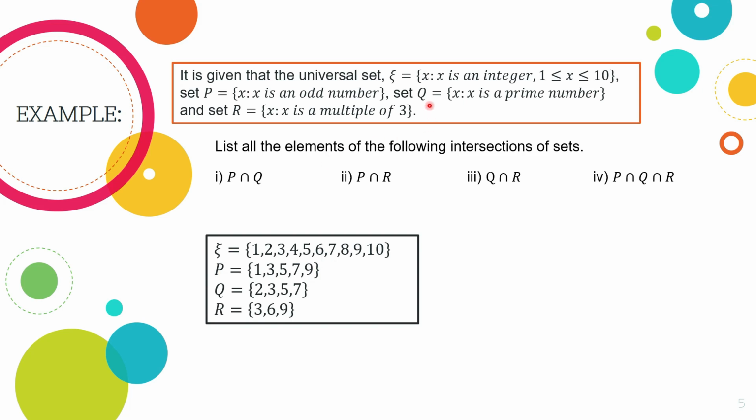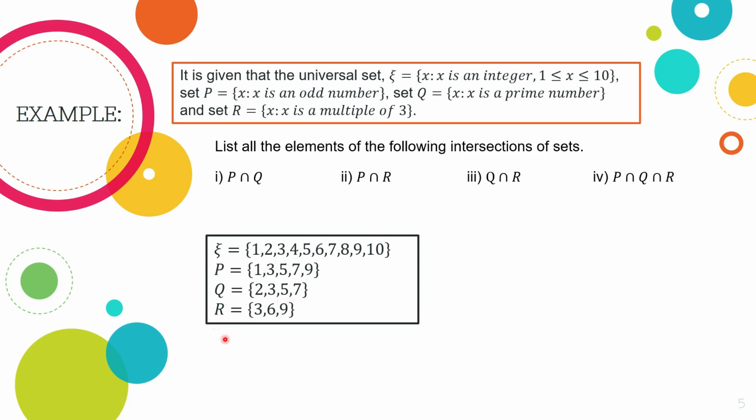And then set Q is X is a prime number. From this universal set, we determine what the prime numbers are. Okay, then the prime numbers are 2, 3, 5, 7. Okay, this is set Q.